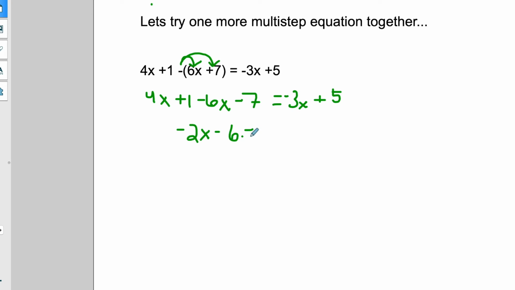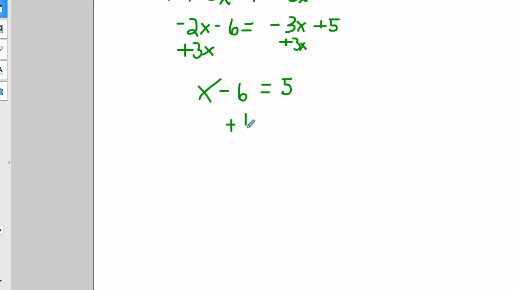Now, -2x - 6 = -3x + 5 should be your new equation after adding all the variables and numbers on the left side. So first you want to get all the variables onto one side, so add 3x to both sides, so you get x - 6 = 5. Now, add 6 to both sides to eventually get x = 11.